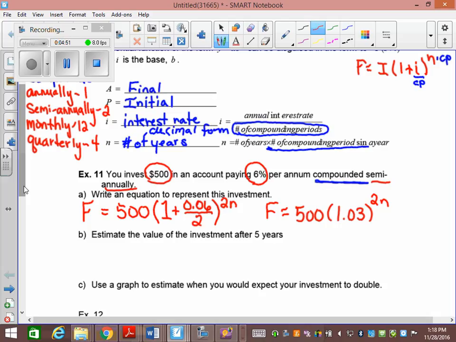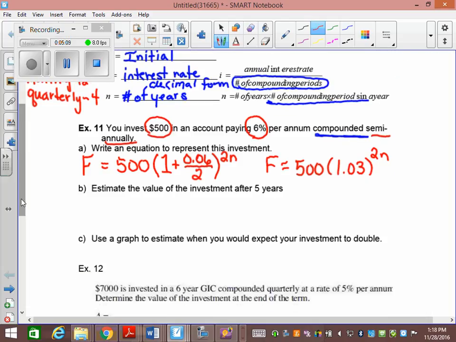Can I make that 500 join that 1.03? Can I just times them out and life is good? No. What do I have to do with that 500 always? Either put it in after I expand the exponent, or I divide it over to the final, right, if I'm looking for n. So here it says, estimate the value of the investment after 5 years. Is that f or n? That's n, because this is the number of years. So we know n. So we have f equals 500 times 1.03 to the 2 times 5.